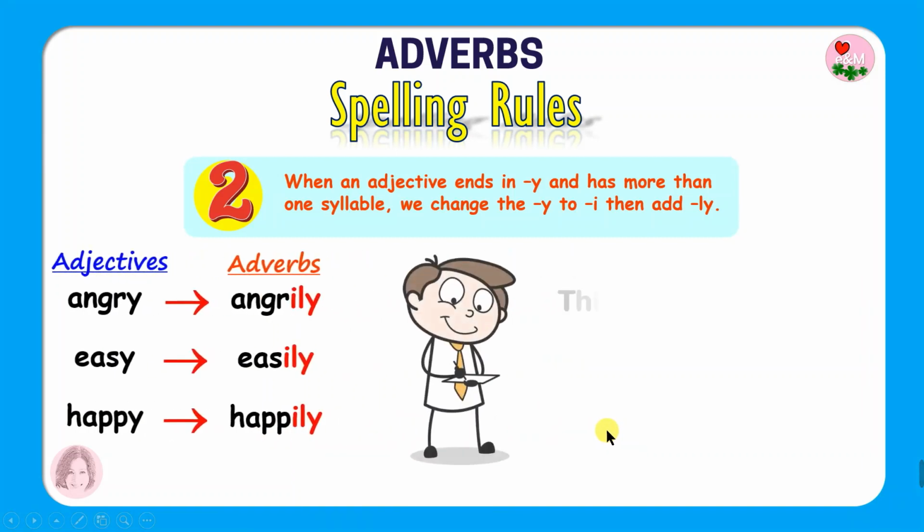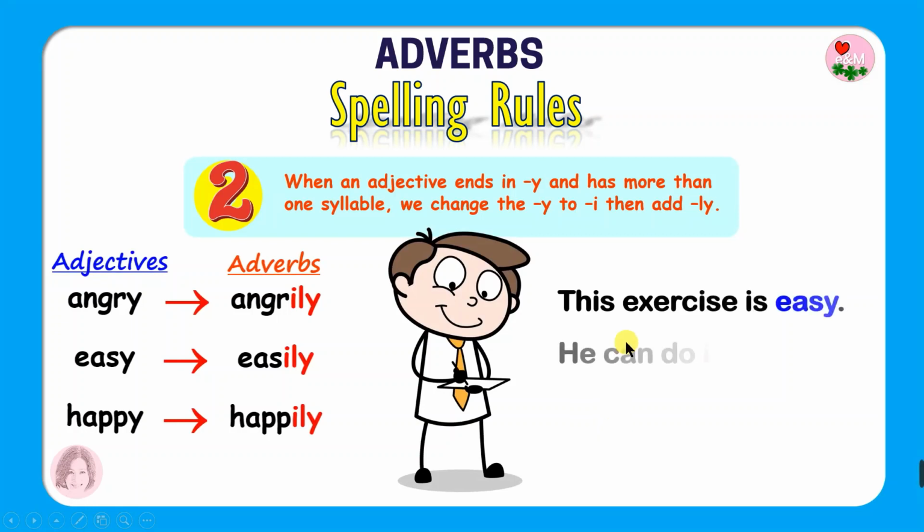Let's look at these sentences. This exercise is easy. He can do it easily. So, easy is an adjective. It describes the exercise, okay, which is a noun. In the second sentence, easily is an adverb. It modifies the verb do. He can do it easily.